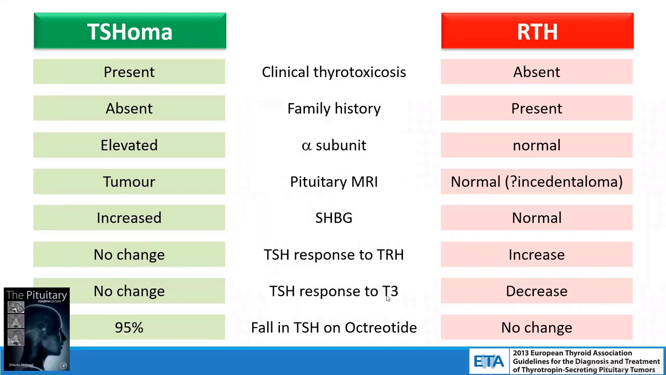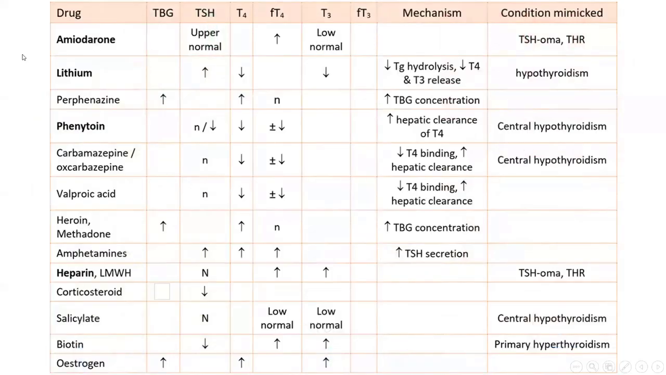If we inject T3, TSH will not change in TSHoma and will decrease as normal in resistance to thyroid hormone. And don't forget, with injection of octreotide, there is an 80 to 95% reduction of the TSH in TSHoma and no reduction in resistance to thyroid hormone. So octreotide can be used for rendering the patient with TSHoma euthyroid before surgery, because surgery is the method of choice.